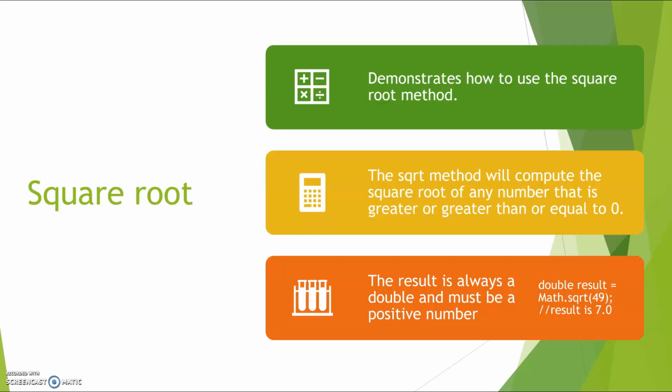Square root. This demonstrates how to use the square root method. The Math.sqrt method will compute the square root of any number that is greater than or equal to 0. The result is always a double and must be a positive number. An example would be Math.sqrt(49), which would return 7.0.